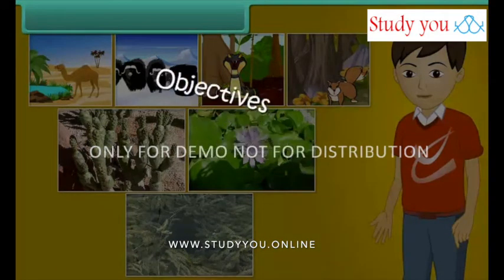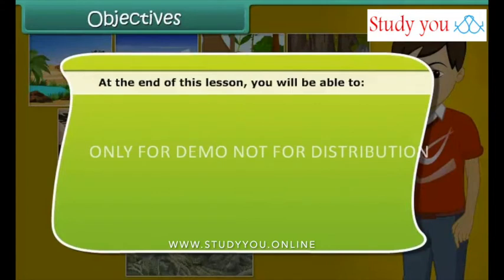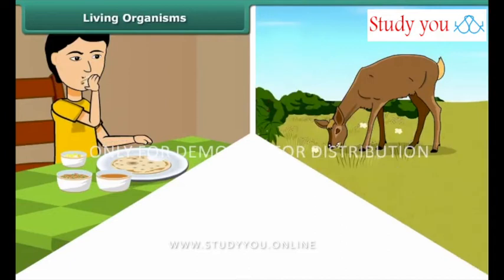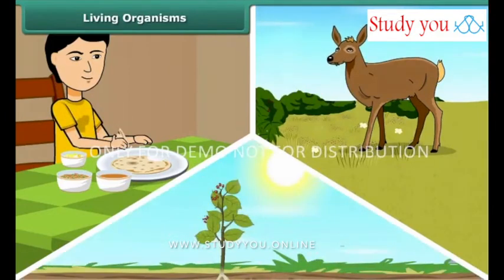Objectives. At the end of this lesson, you'll be able to identify the characteristics of living organisms, describe the characteristic features of plants and animals. We know that living organisms, human beings, animals, and plants require food to survive in their surroundings. They show great divergence in their physical appearance, but they all grow and develop during their life cycle.